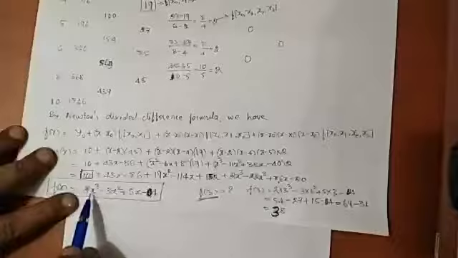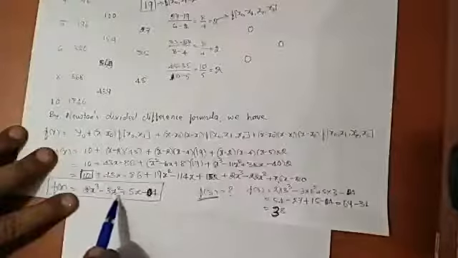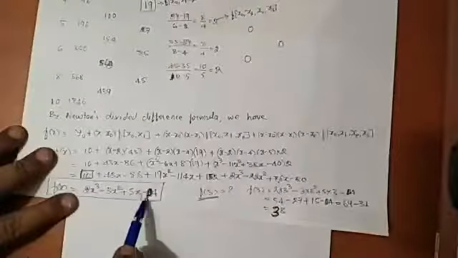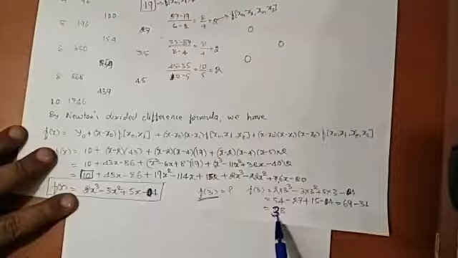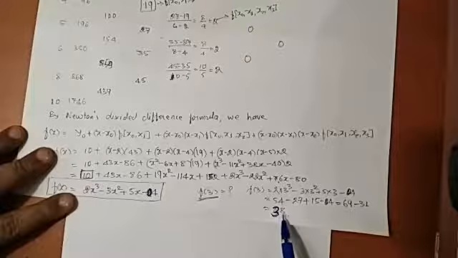So f of x is what? 2x cubed minus 3x squared plus 5x minus 0.4. And f of 3 will be 38. So this correction we have to make. With this, I'll go to the next topic, Lagrange's interpolation.